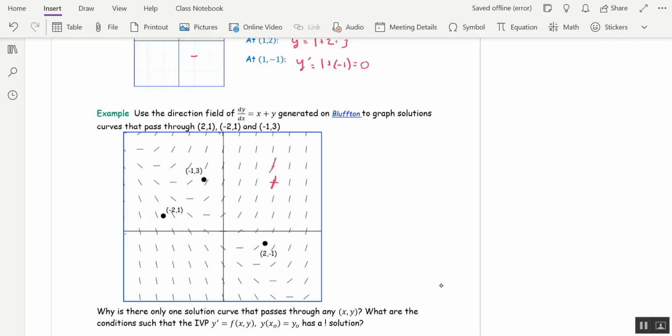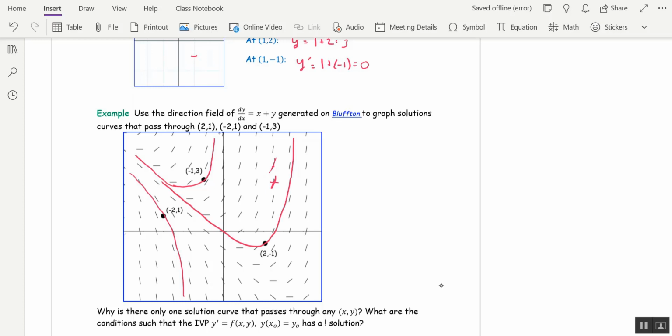A solution going through (-1, 3) is going to have to go something like this. And then as it approaches this line here, it won't be able to cross that line because it has to stay tangent, so it's going to just come up like that. A solution through (-2, 1) is going to look something like that. Just follow the flow. Think of it as current in a river. You just have to go with the flow. And then this solution is going to look something like that.